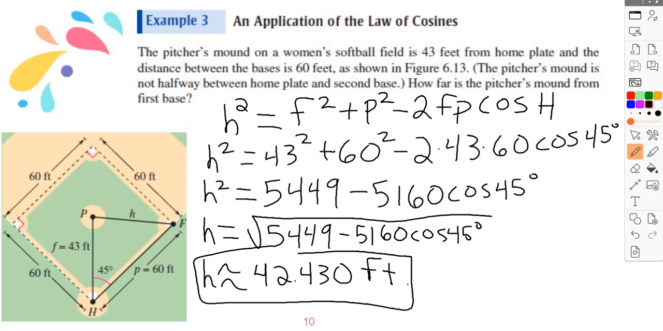So this is a good example of a nice application problem for our law of cosines. And remember that that's what your project next week is going to be over, is creating your own application problem for either a law of sines or a law of cosines. You do get to pick which one you want to do.